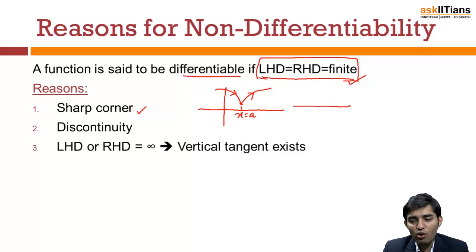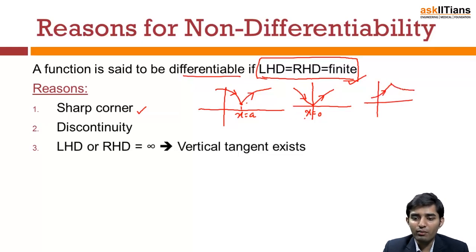You can see the graph of mod x. Mod x also has a sharp corner at x equal to 0. It was going down and suddenly it started increasing. So this is a sharp corner that I am talking about. Suddenly it was going down, or it was going up and suddenly it is going down. It can be reverse also. The graph can be like this also. It was going up and suddenly now it is going down. So this is called a sharp corner.